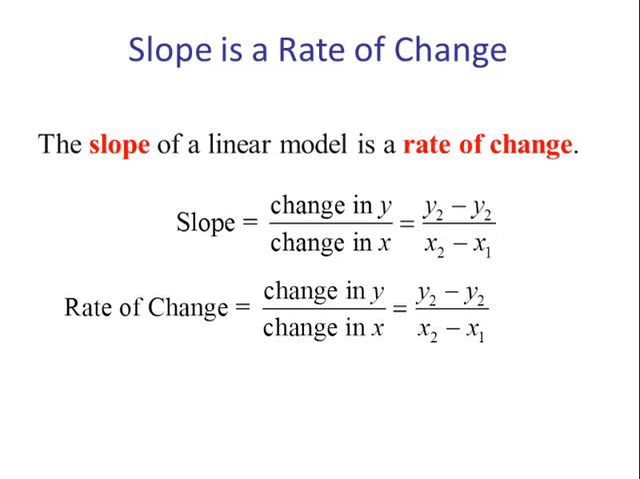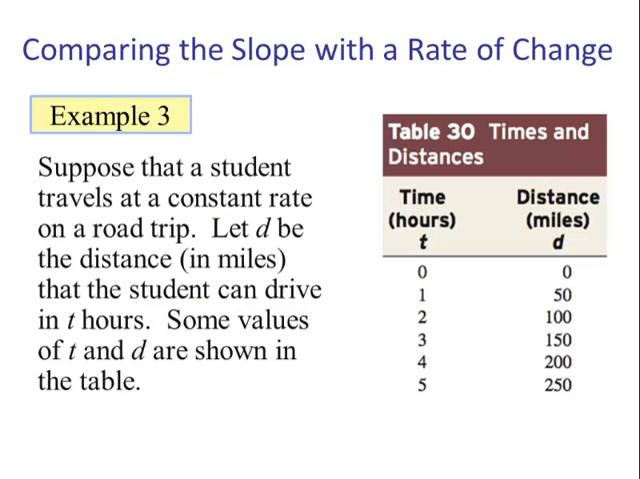Slope is a rate of change. The slope of a linear model is the rate of change. As we'll see, if we have a linear model, the rate of change will be constant, same as our slope. Let's look at an example. Suppose that a student travels at a constant rate on a road trip. Let D be the distance, measured in miles, that a student can drive in T hours. Some values of T and D are shown in the table.